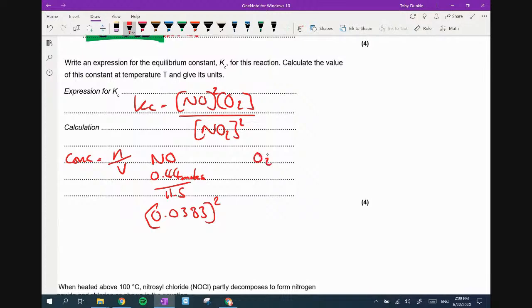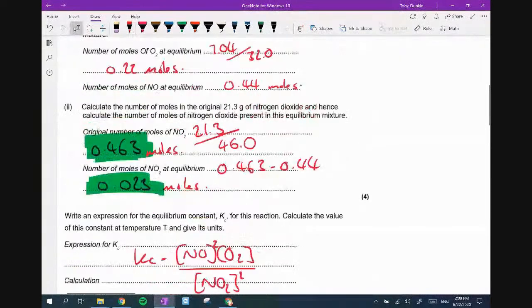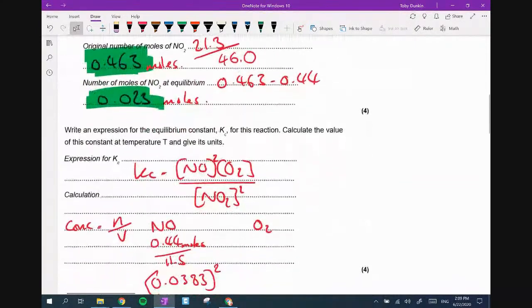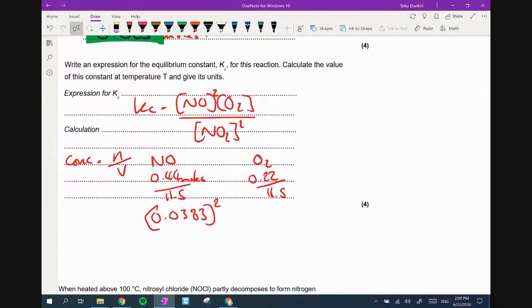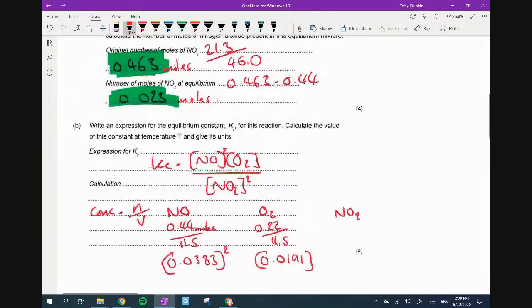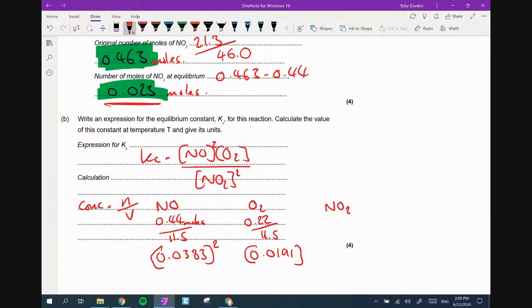Then we go oxygen concentration. Oxygen moles is 0.22. 0.22 divided by 11.5, same volume, and I get a concentration of 0.0191 in square brackets to the power of 1. And then NO2, which I've just calculated at equilibrium, is going to be 0.023 divided by 11.5. This is why I write it underneath like the other one. That gives me 2 times 10 to the minus 3.